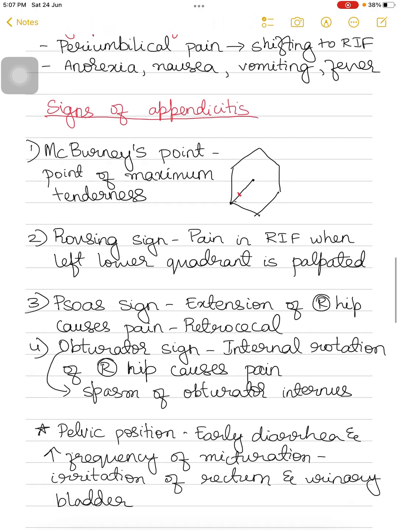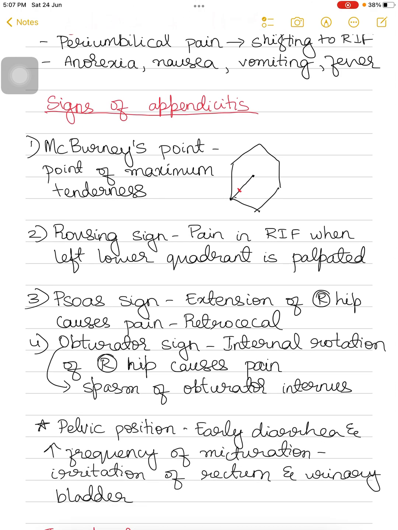Signs of appendicitis: McBurney's point. This is the point of maximum tenderness. McBurney's point is situated on the line joining the umbilicus and the anterior superior iliac spine, at the junction of the medial two-thirds and lateral one-third. Rovsing's sign: pain in the right iliac fossa when the left lower quadrant is palpated.